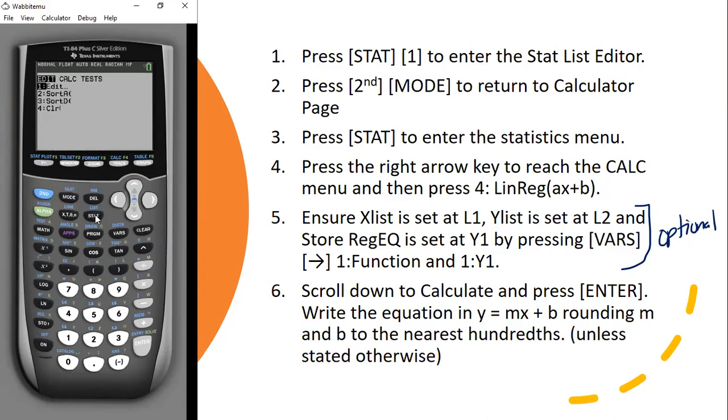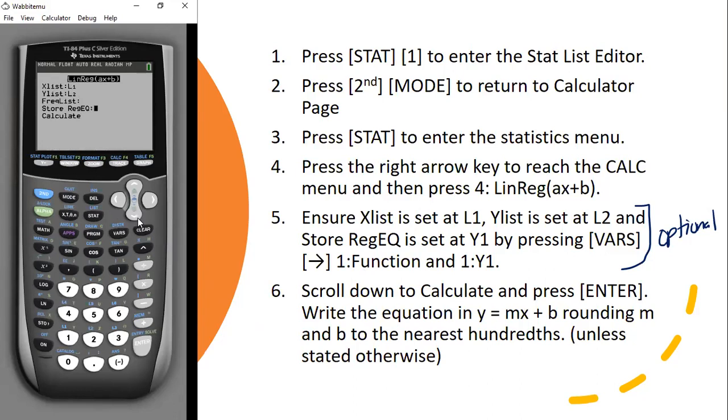Now we're going to go stat, calc, and we want to find our linear regression. So we're going to go to 4, LinReg. Do we all see 4, LinReg? Gonna press that. Now, what did I say about step 5? It's optional. Step 5 is totally optional. I'm going to model it for you. If you don't want to follow it, then you can go ahead to step 6 and get your answer. Does that make sense? All right.